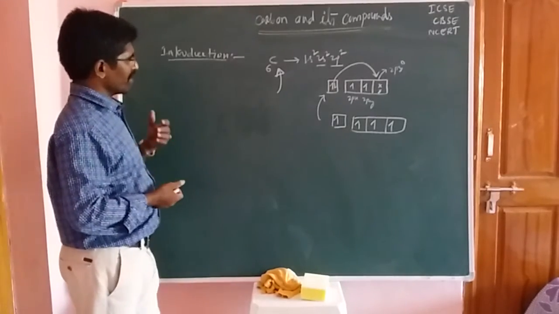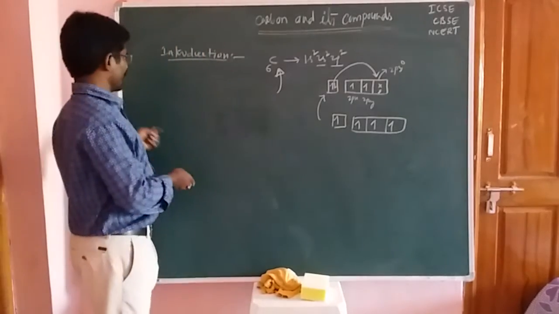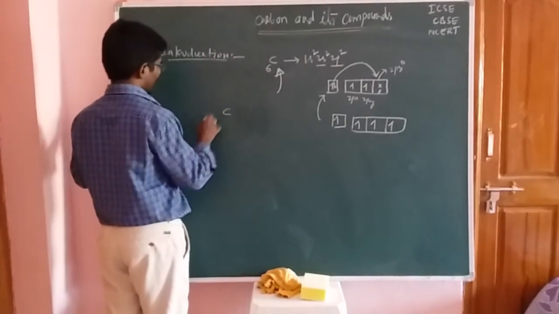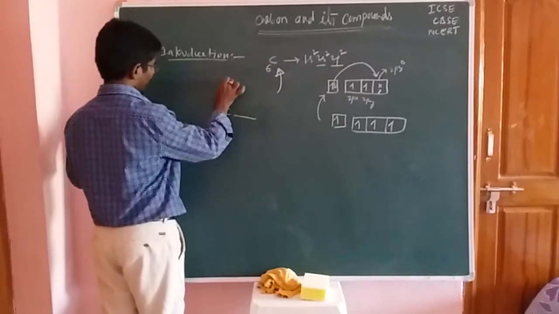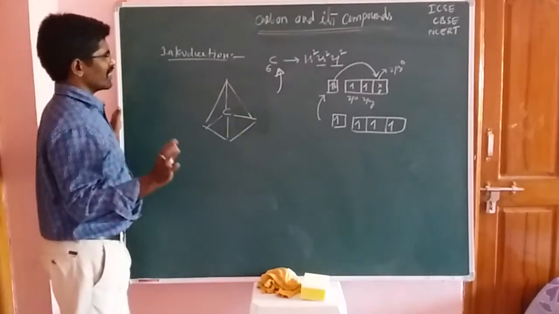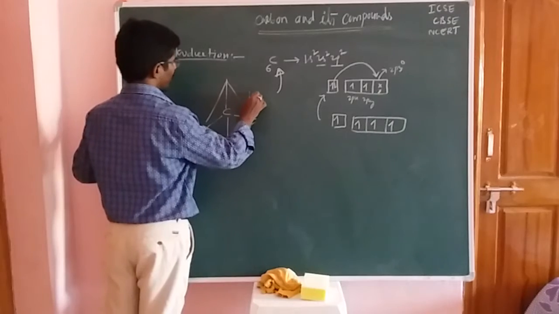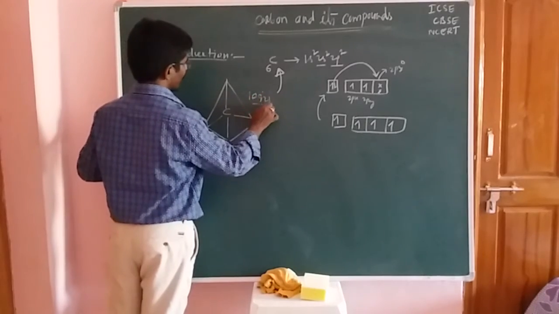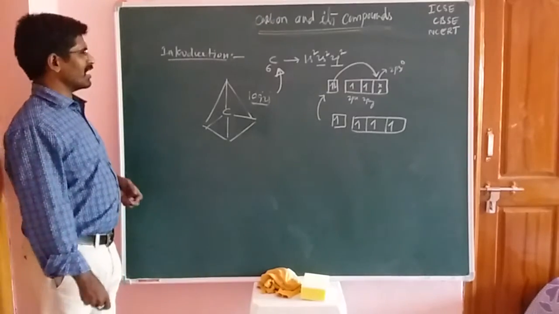What is the valence of carbon? 4. Now here is the carbon atom, with one bond, one bond, one bond, and one more bond. The shape of this is tetrahedral in nature, and the bond angle is 109 degrees 28 minutes. Okay, friends, 109 degrees 28 minutes.